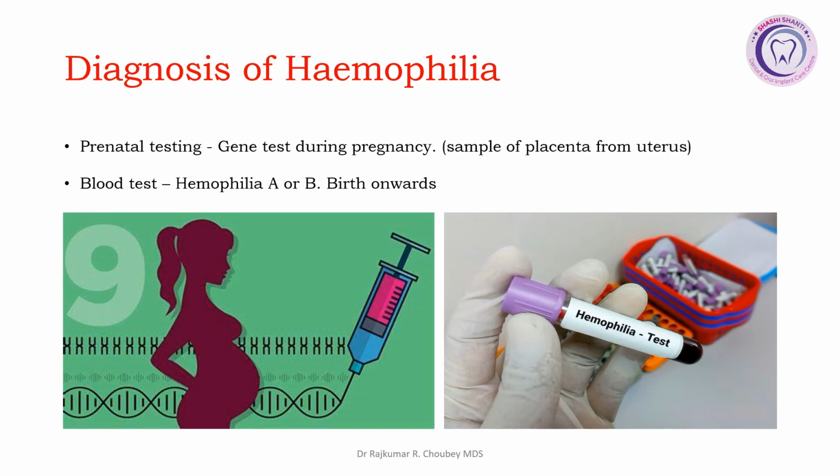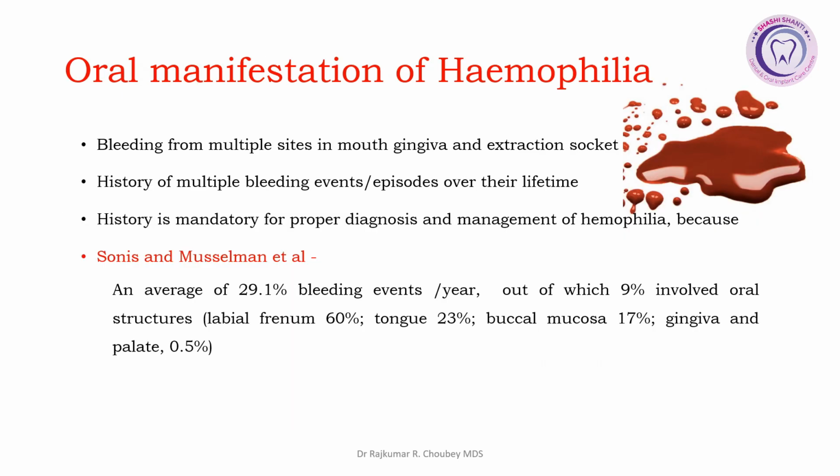If any dentist or doctor has any doubt from the history that the coming baby is hemophilic, then gene testing is there to decide whether the coming baby is hemophilic or not. This gene testing is possible by taking a sample from the placenta, or when birth occurs, a blood test is the easiest method to diagnose hemophilia A or B. I am here to discuss the oral manifestations of hemophilia.